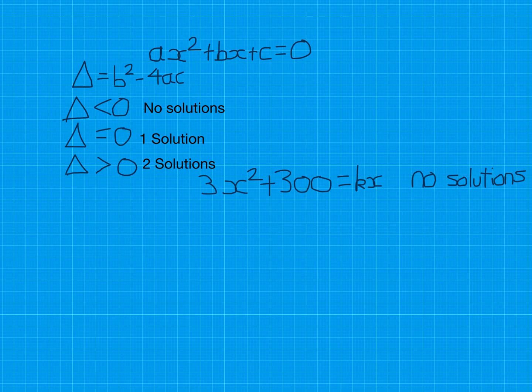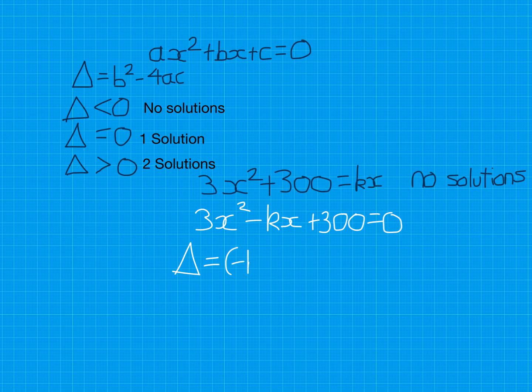So let's try this question. I'm telling you that this equation here, a quadratic equation, has no solutions. Let's find possible values of k. Well, we still need to make one side equal to 0. So what I'm going to do is subtract kx from both sides. Now I have an equation in the form ax squared plus bx plus c equals 0. Here, a is 3, b is -k, and c is 300. So the discriminant here is b squared minus 4 times a times c.